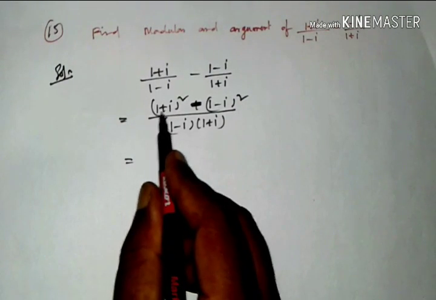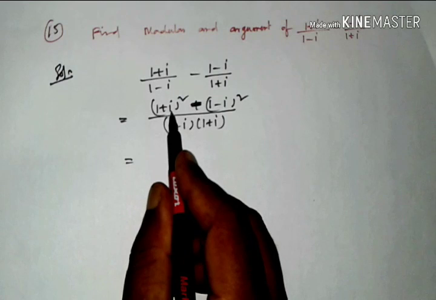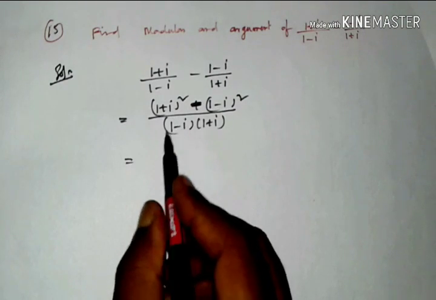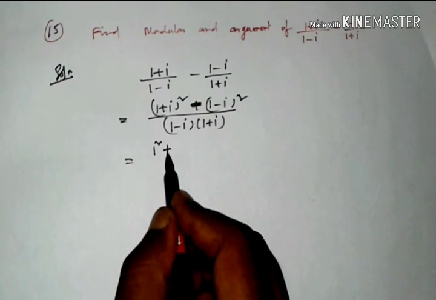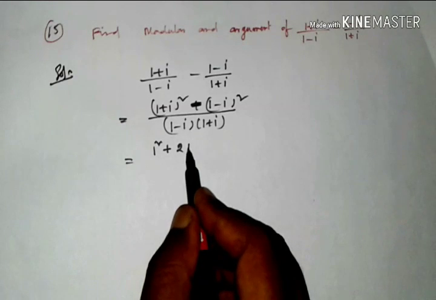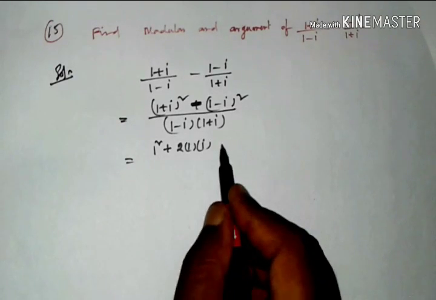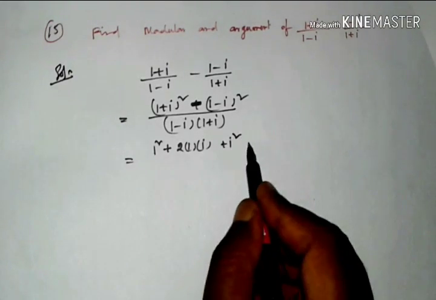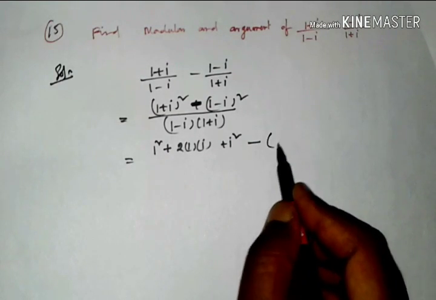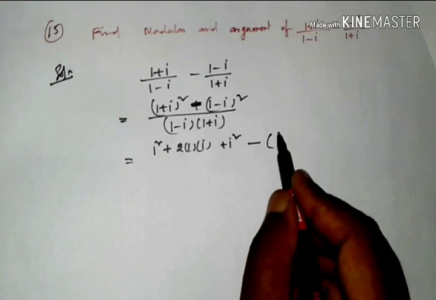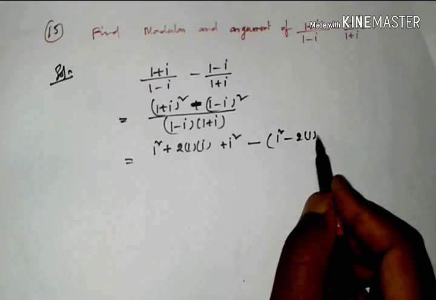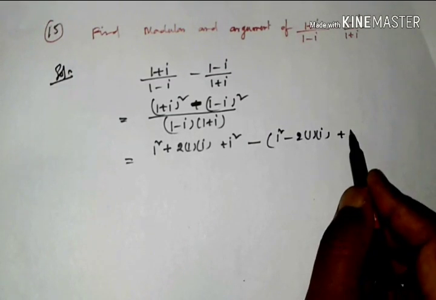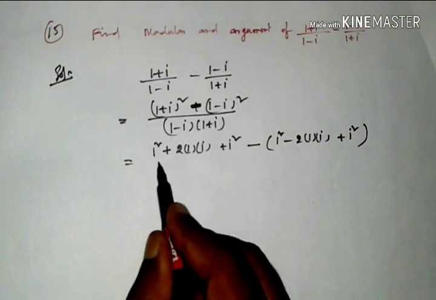Now (1 plus i) whole square, it is the (a plus b) whole square formula, that is 1 square plus 2 into 1 into i plus i square. Here also we can write the (a minus b) formula, this is 1 square minus 2 into 1 into i plus i square.